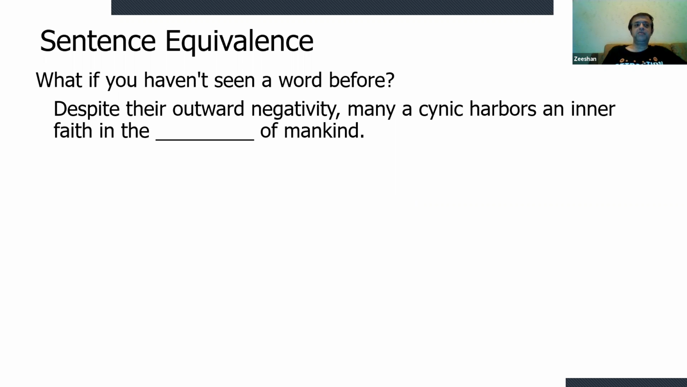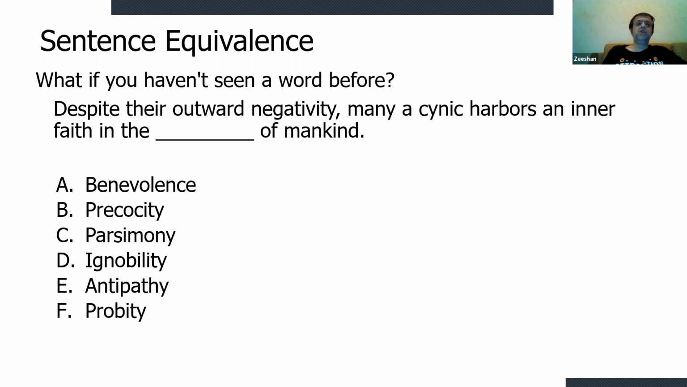In the positivity of mankind, maybe. In the benevolence of mankind. Let's look at the answer choices. So the first one, incidentally, is benevolence. Benevolence means thinking good of someone, so we will not eliminate this. Let's keep it there.